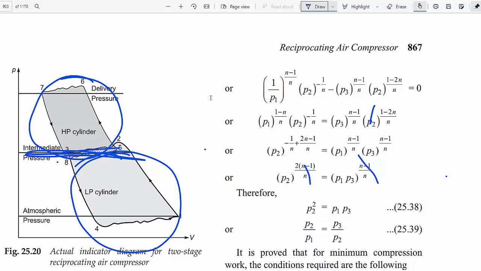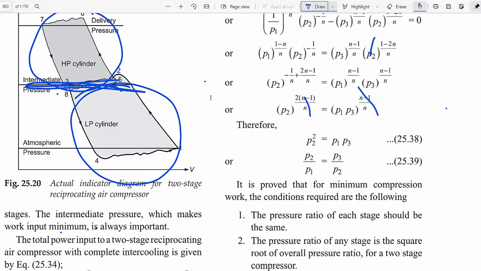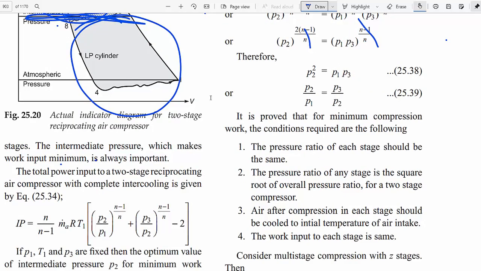It is called perfect intercooling. P2 by P1 is equal to P3 by P2, or P2 square equal to P1 P3, or P2 equal to square root of P1 P3. It is the condition for minimum compression work. For a reciprocating air compressor, for minimum compression work, the condition is P2 equal to square root of P1 P3, or P2 by P1 equal to P3 by P2.